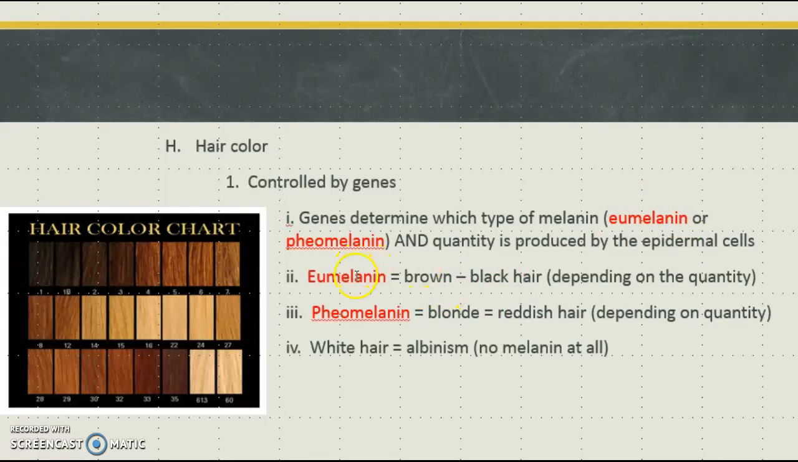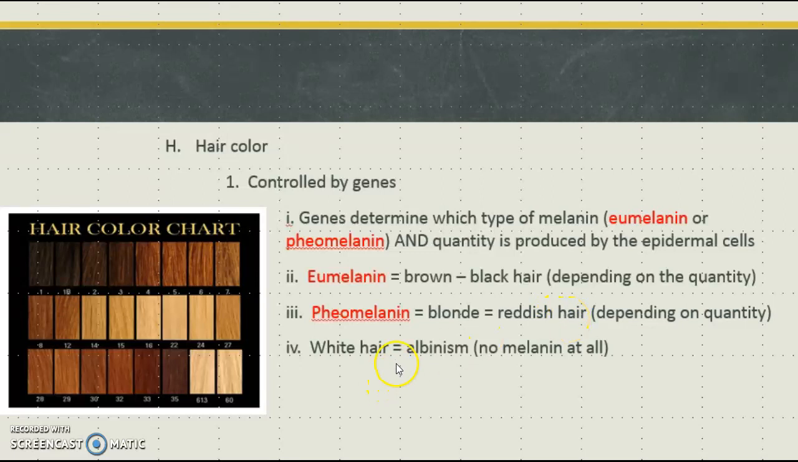The more eumelanin produced, the darker your hair, just like with our skin color. Everyone has melanin. The more melanin produced, the darker their skin color. The other type of melanin in our epidermal cells is called pheomelanin, and this one will cause hair to be between blonde or reddish. Once again, the more pheomelanin you have, the more reddish your hair becomes.